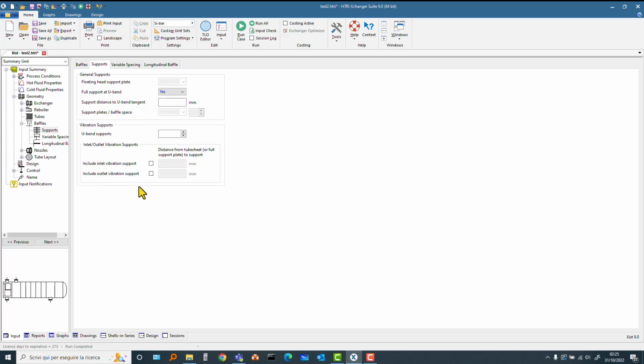What is a vibration support? It is just a half baffle, which has been set near the nozzle, just to divide in two parts the stream coming in or going out to the nozzle. So the distance, if I remember correctly, the first baffle spacing and the last baffle spacing were equal and were 614. So half is 307. So we put this vibration support here, and then let's run this case again.